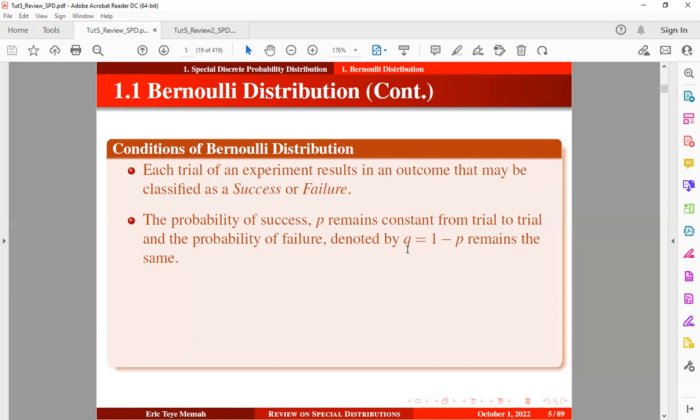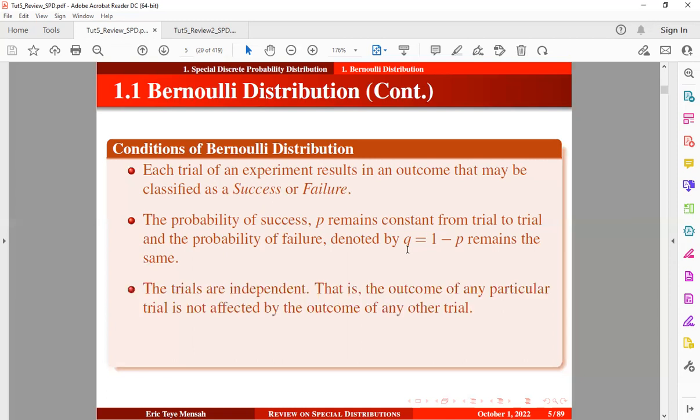So if you have to perform this experiment 1,000 times, these probabilities will still be the same. It will never change, okay? And the third condition states that the trials are independent, that is, the outcome of any particular trial is not affected by the outcome of any other trial, okay? For example, if you toss a fair coin and in our first trial we observe a head, it does not necessarily mean that in our second trial we are going to observe a tail, no.